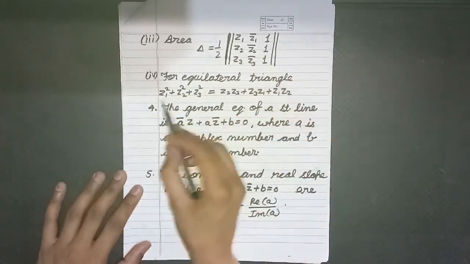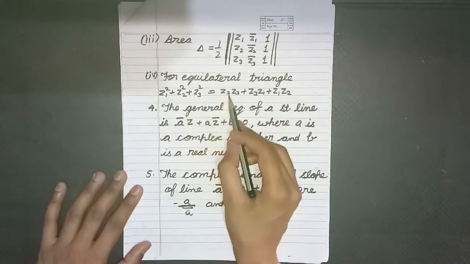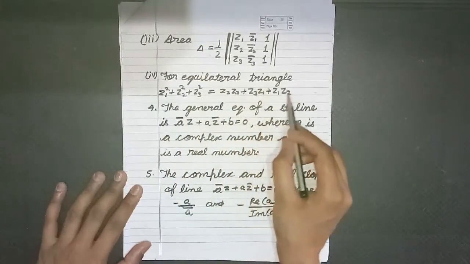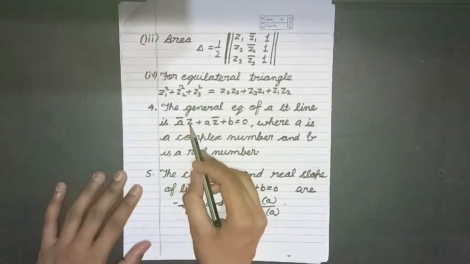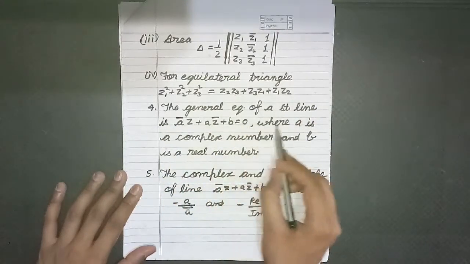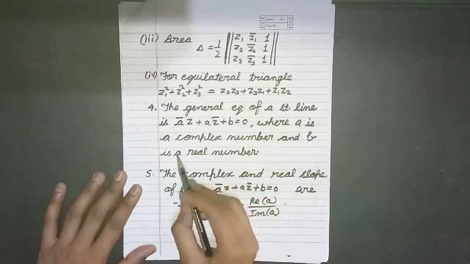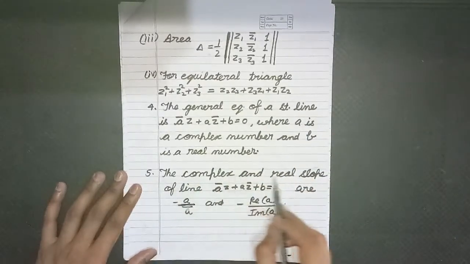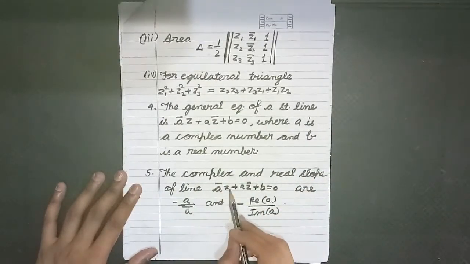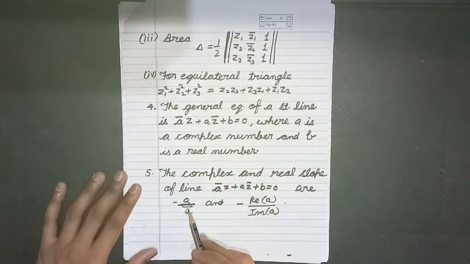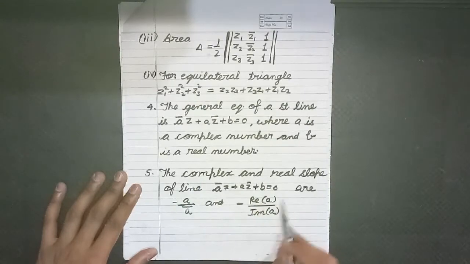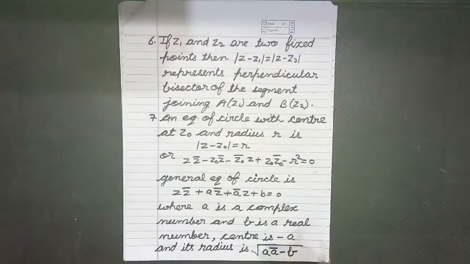Fourth, for equilateral triangles, z1 square plus z2 square plus z3 square is equal to z2 z3 plus z3 z1 plus z1 z2. The general equation of a straight line is a conjugate z plus a z conjugate plus b equal to 0, where a is a complex number and b is a real number. The complex and real slope of the line a conjugate z plus a z conjugate plus b equal to 0 are minus a by a conjugate and minus real a by imaginary a.